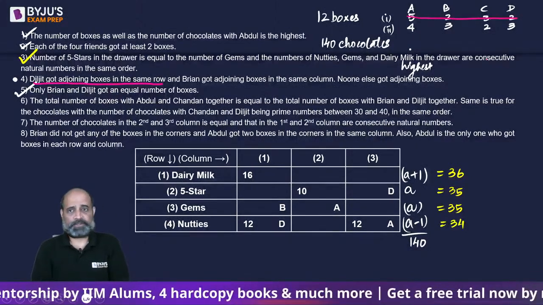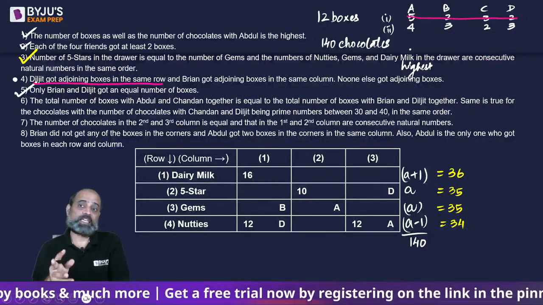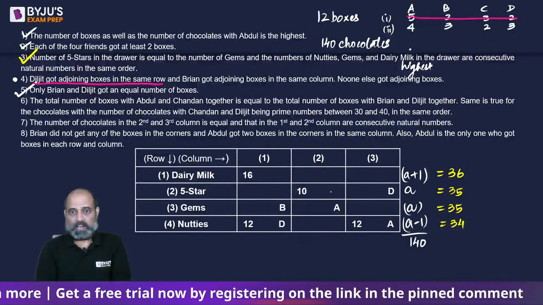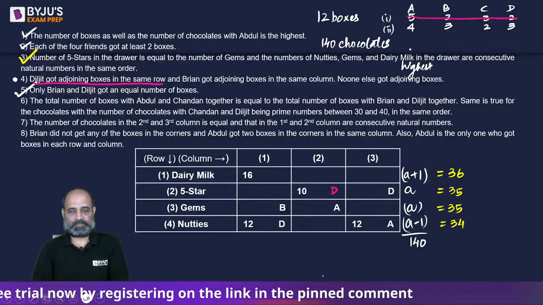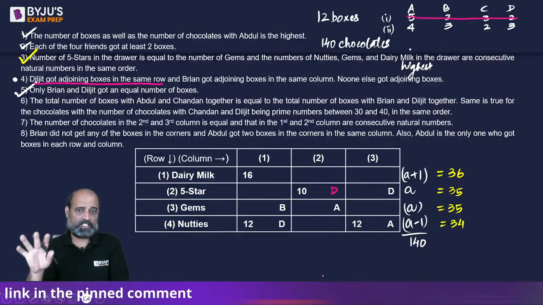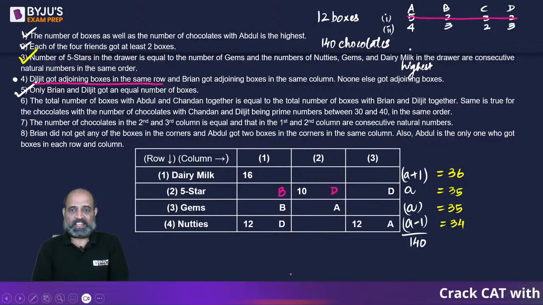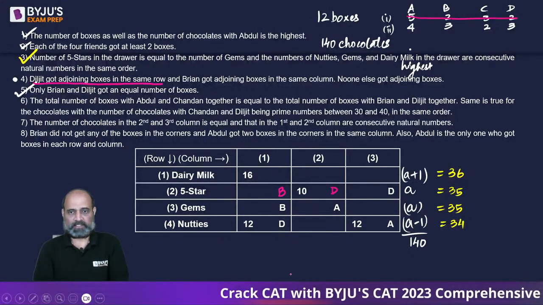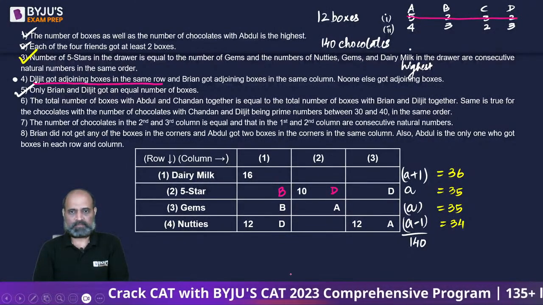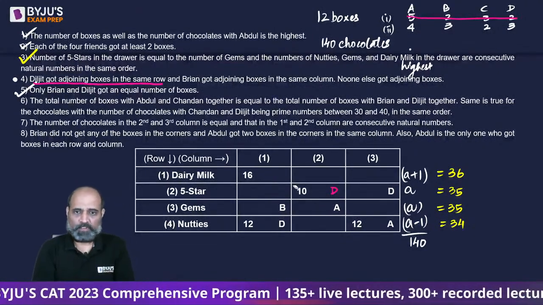Let's look at the next scenario. 4, 3, 2, 2. Now we need 3 B's and 3 D's. Now I can have a D here, right? So that Diljit has adjoining boxes in the same row and B needs to be in the same column, right? Very much possible. Now we need to put A and C, 2 C's and 3 A's. Absolutely possible, right? So let's take a pause here. This is one of the scenarios.